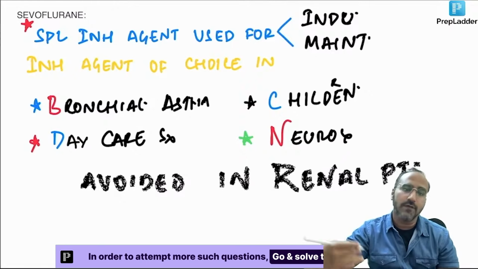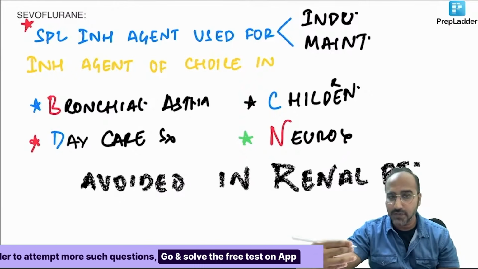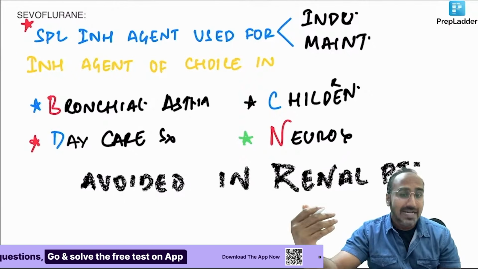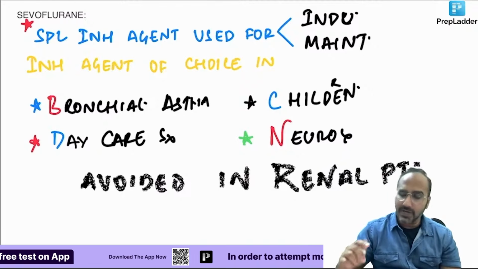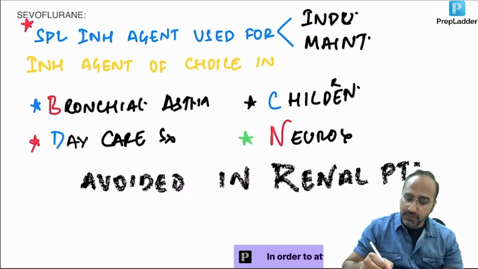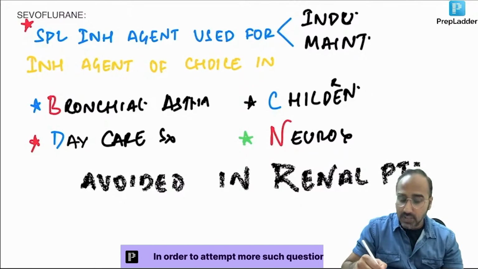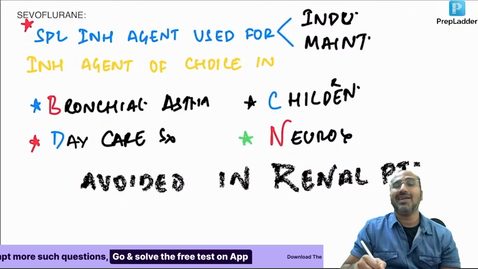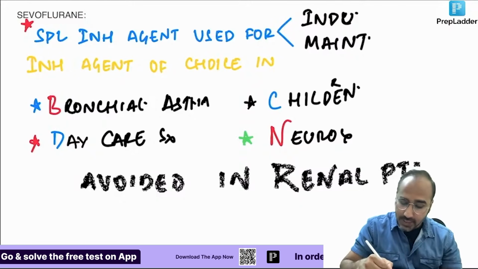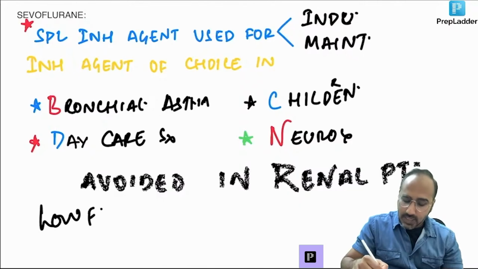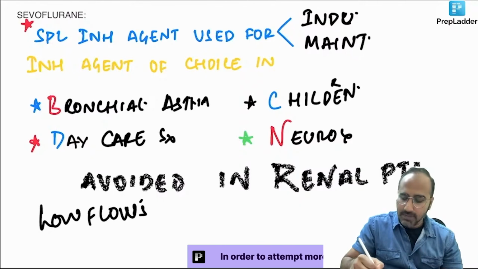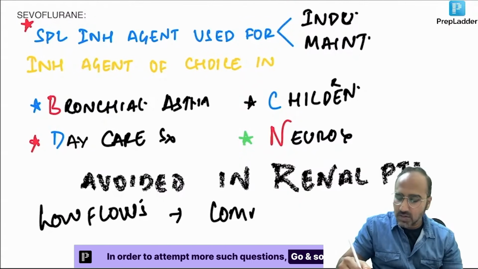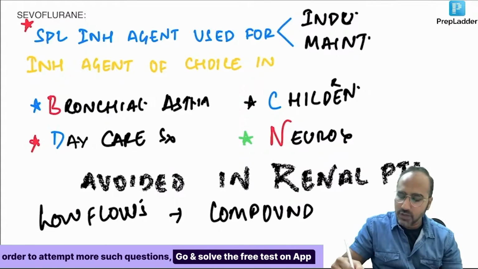Sevoflurane is the best inhalational agent of choice for daycare surgery. Why? Because desflurane causes airway irritation. But sevoflurane should be avoided in renal patients. Why? Because if you are using sevoflurane in a closed circuit, that too in low flows, it reacts with soda lime to form a compound called compound A or olefin, which is a nephrotoxic compound.